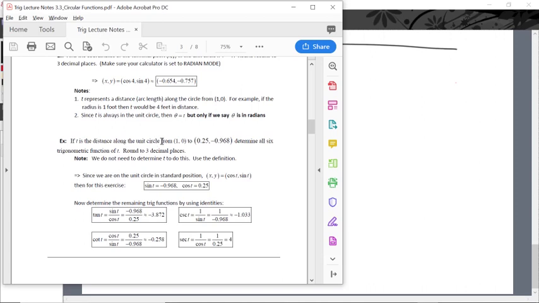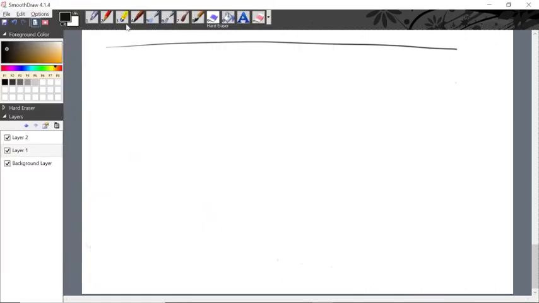Also, notice that both the x value and the y value are between negative 1 and positive 1. This must be true to be in the unit circle because you can never be more than 1 unit away from the center, and the center is the origin. So, now let's draw a picture representing this situation so we can visualize this.